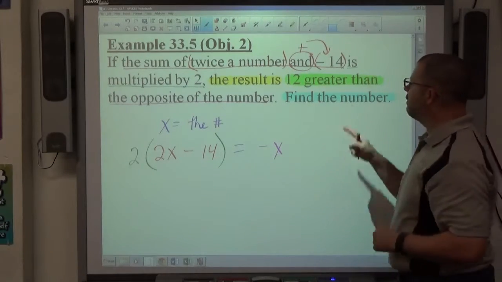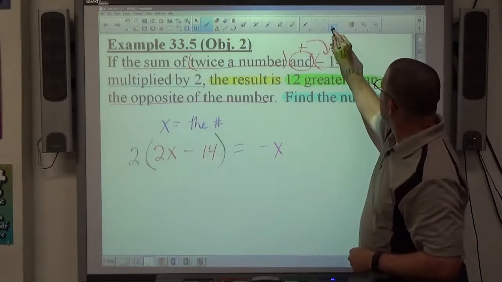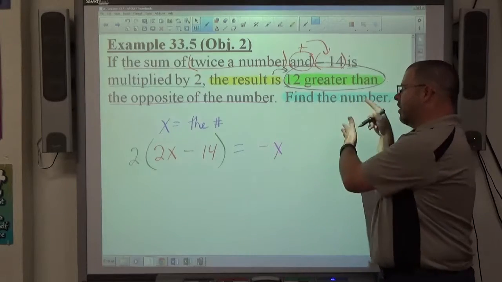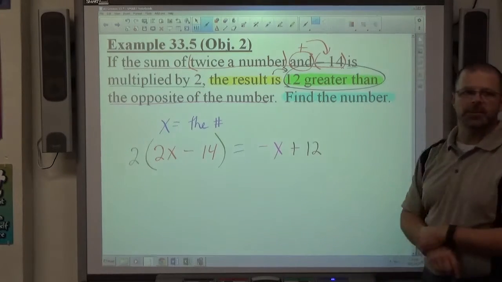I've done everything except for this 12 greater than. And what I'm going to do with 12 greater than, it's happening after the word is, so it's to the right side of the equation. I'm going to do a plus 12 to fix that side of the equation.